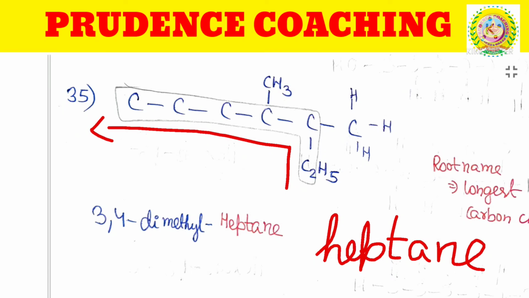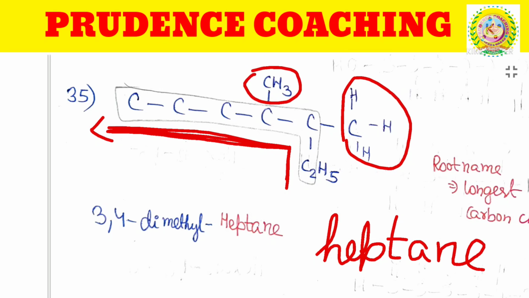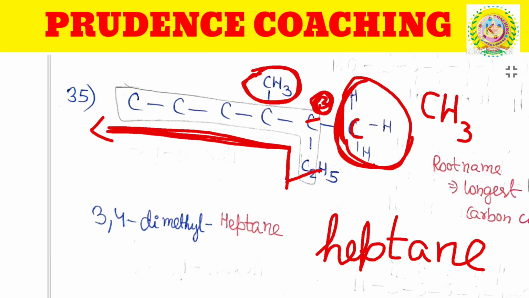So heptane is done. Now if we consider this carbon as the main chain, then this one is a branch and this one is a branch. So you need to name the branch. Here we have CH3. So here one CH3, here one CH3. CH3 means what? Methyl. So let us find out the position of methyl. Here we have 2 carbons. So this is the third carbon with which this methyl is attached, and this is the fourth carbon with which this methyl is attached. So you will get here 3,4-dimethylheptane as our answer.